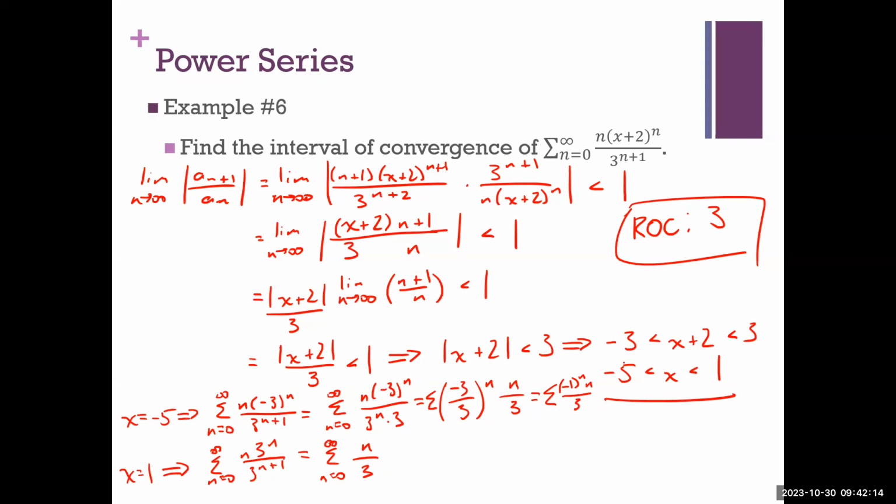So here's our full interval of convergence. We got divergence at both ends. We know that on the inside of this set, we have convergence. So our interval of convergence is right here. How are we feeling?